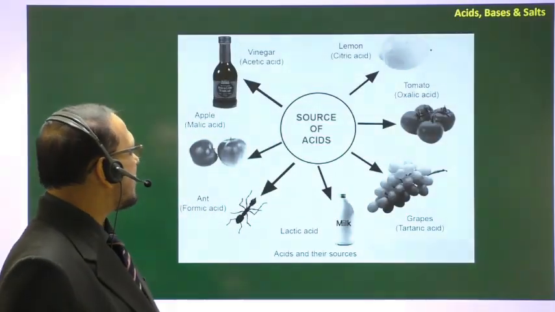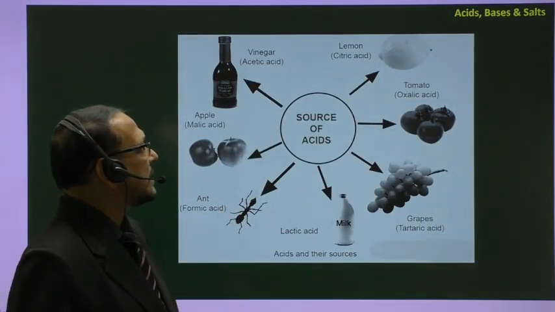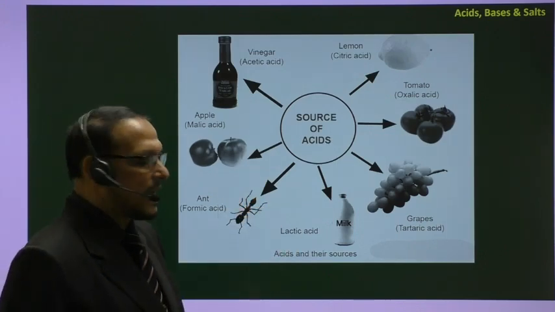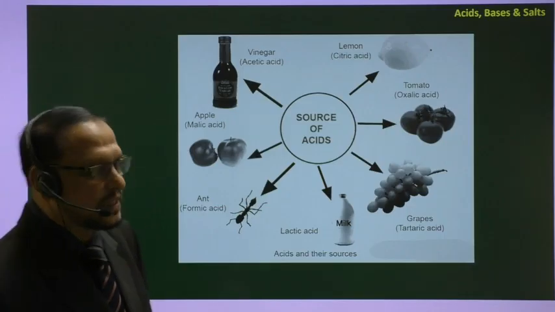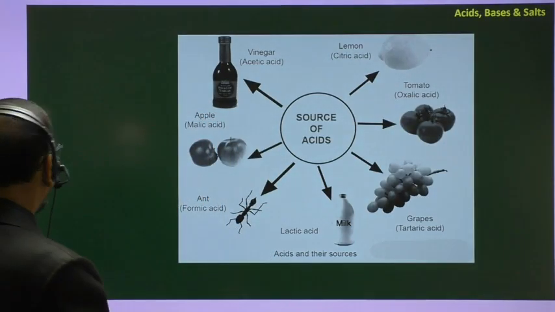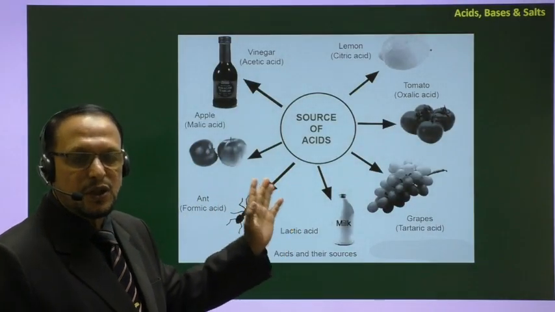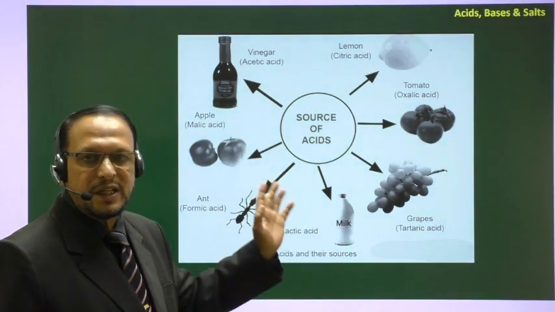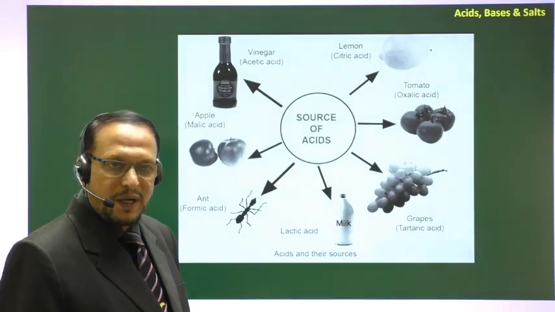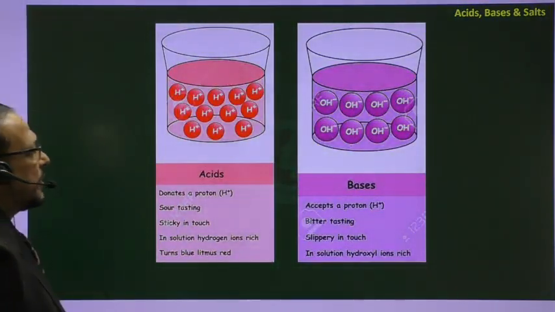Now, apple contains malic acid. Vinegar is acetic acid. So these are the common sources of some organic acids. We will learn what organic and inorganic acids are later on. I hope it is clear. So these are the different sources of acids. Different fruits contain different acids, and they are sour in taste because they contain acids.